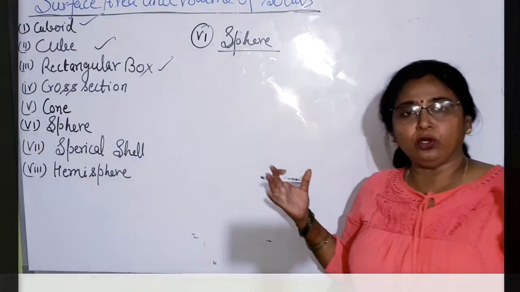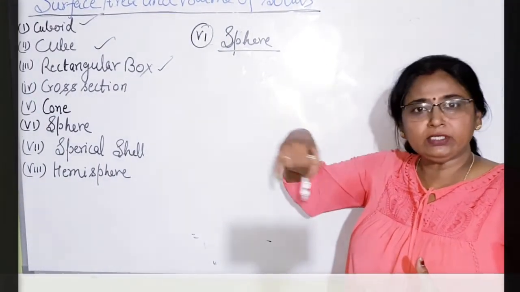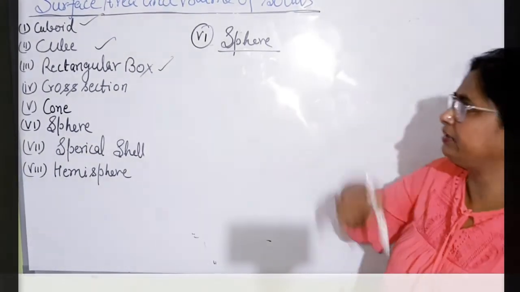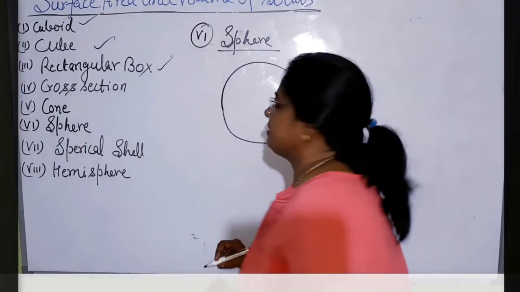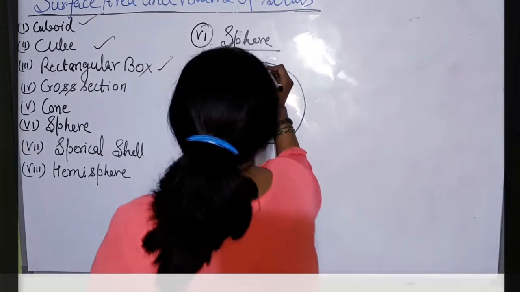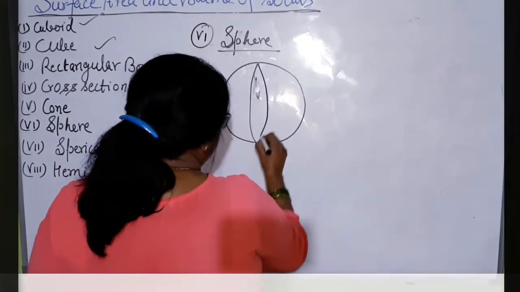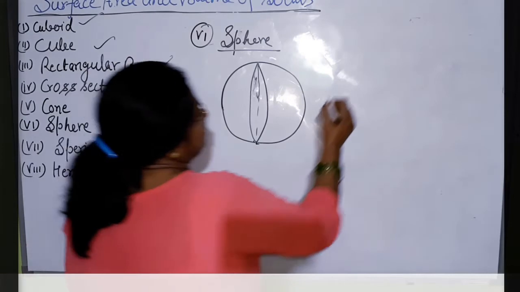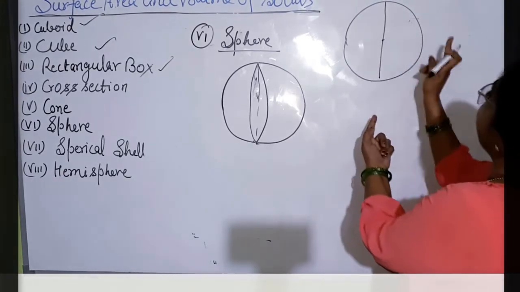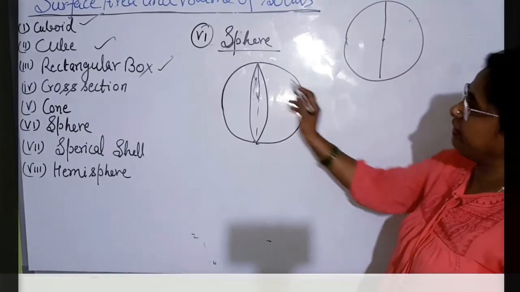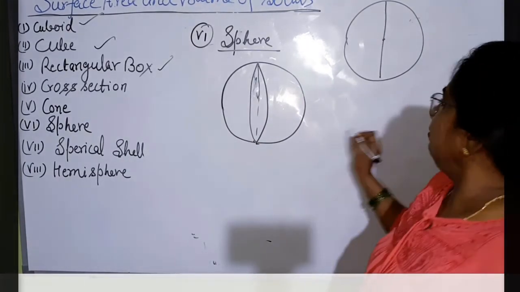A sphere is a solid formed by revolving a circle around its diameter, any diameter. Just like a football: if we revolve a circle along its diameter, imagining it in three dimensions, we get a sphere. Just like your football, that is a sphere.